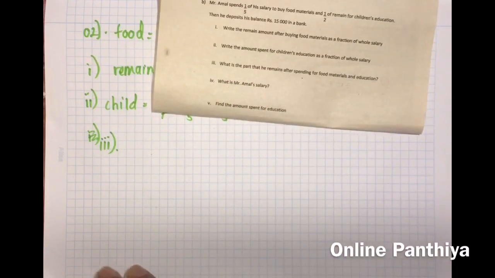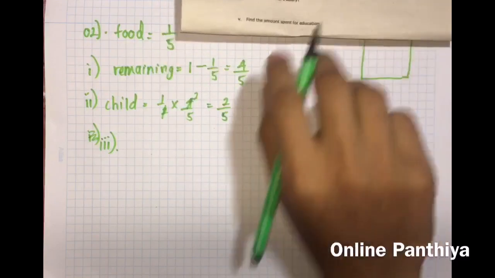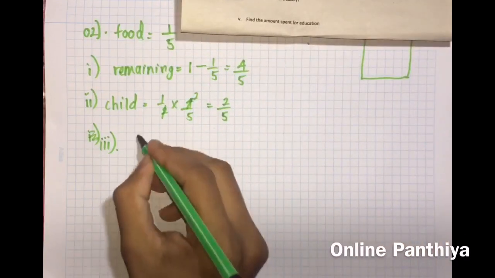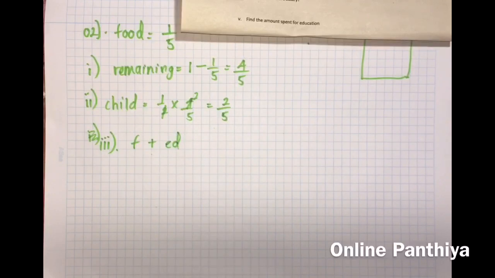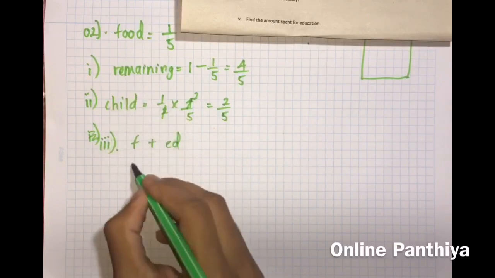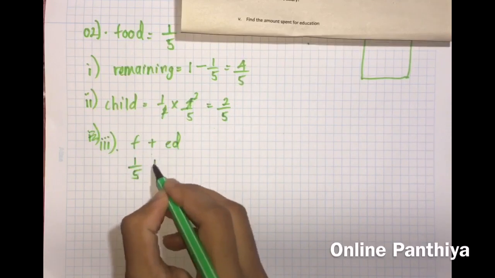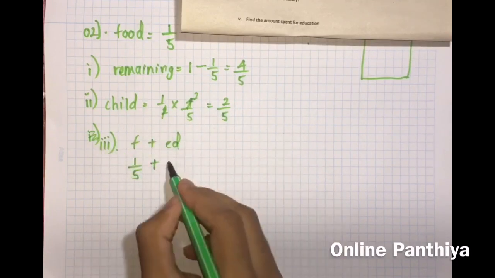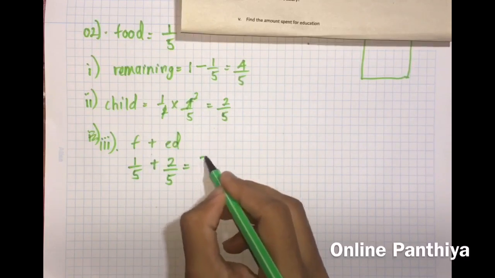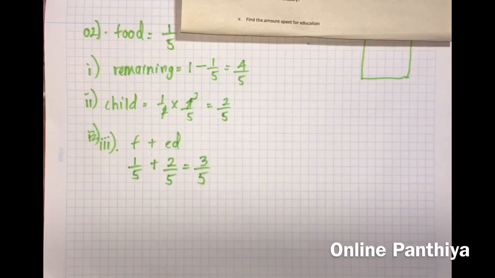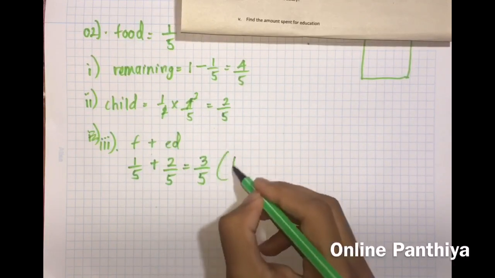So how do you find out? Now you know, first you have to add all the expenses. Food plus education. Those are the expenses. Two expenses are given. So what is the amount for food? That is 1/5. Plus what is the amount for children's education? That is 2/5. So the total is going to give you 3/5. Okay, this is the total expenses.